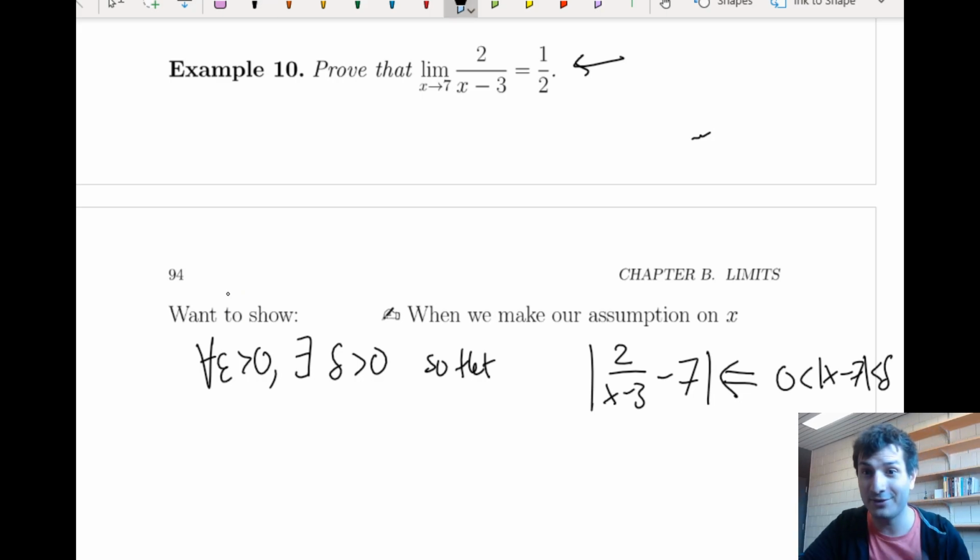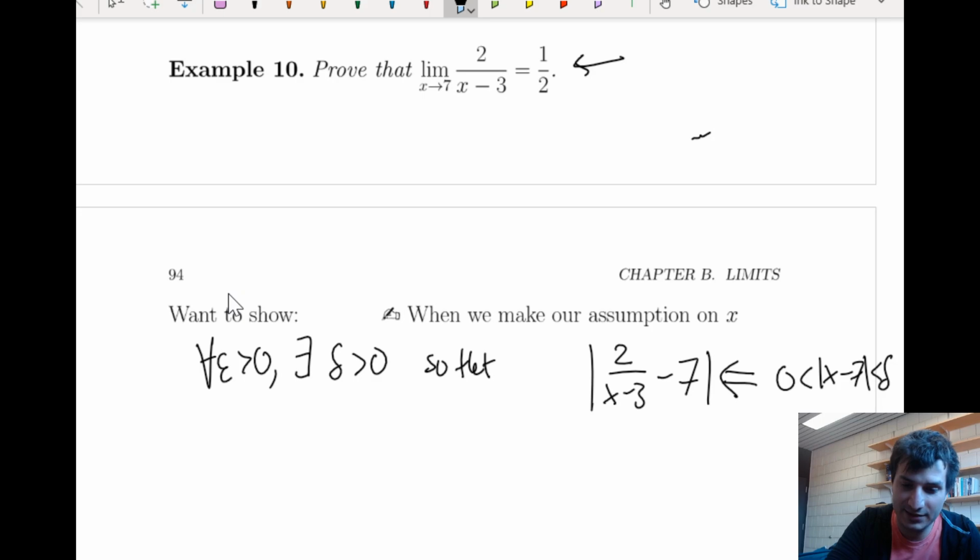Okay, again, math is about making a mistake and then fixing it. That's the skill in math. The skill is not getting it right the first time. So x is going to 7. That's good. And here I wrote minus 7. That's not right. Minus 7 should be minus 1/2.